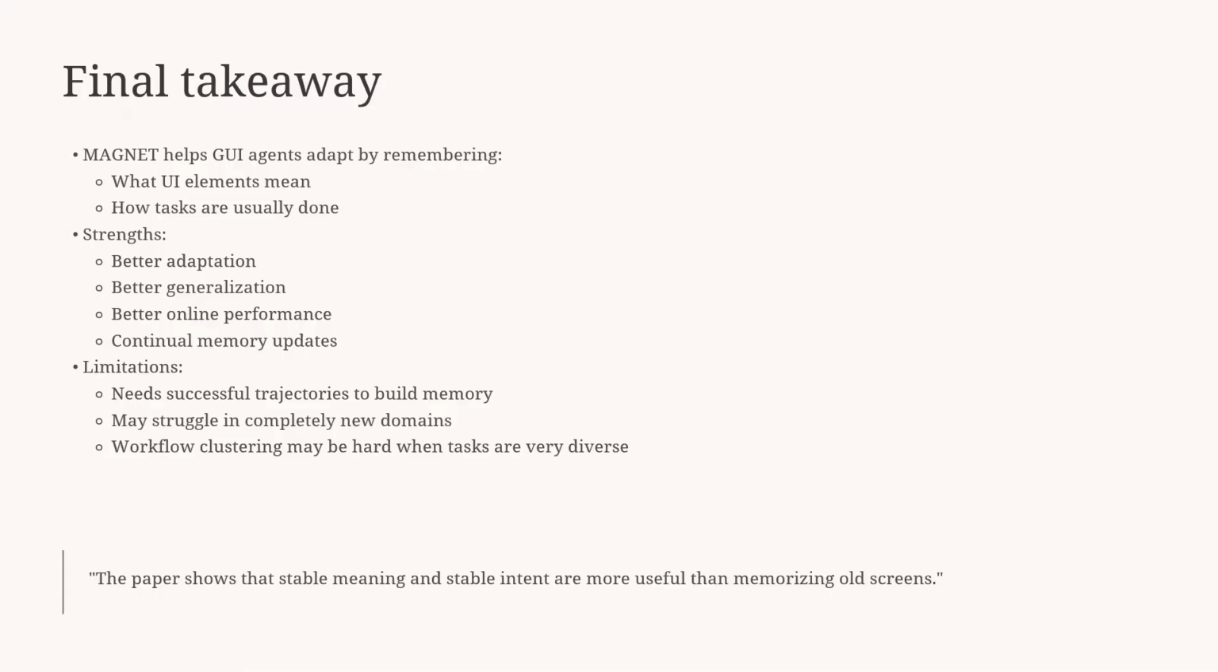The final takeaway from this research paper and my presentation: to conclude, Magnet helps GUI agents adapt by remembering two majorly important things, which are what UI elements mean and how tasks are usually done. Its main strengths are better adaptation, better generalization, better online performance, and continual memory updates. At the same time, it has some limitations. It needs successful past experiences to build memory and give better results. It may struggle in completely new domains, and workflow clustering can be difficult when tasks are very diverse.